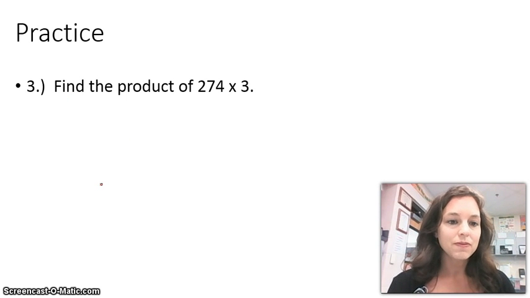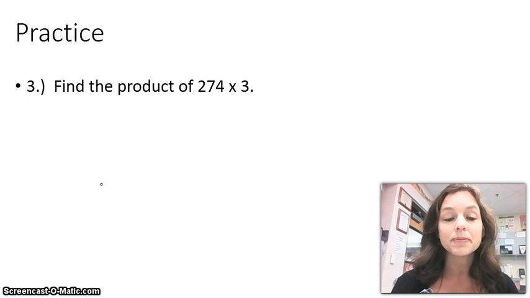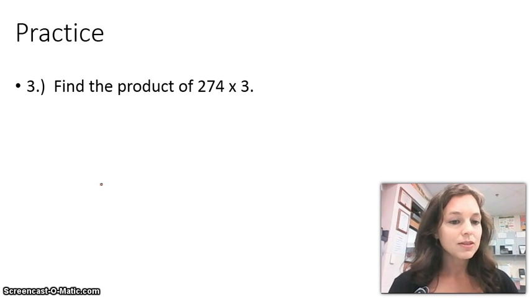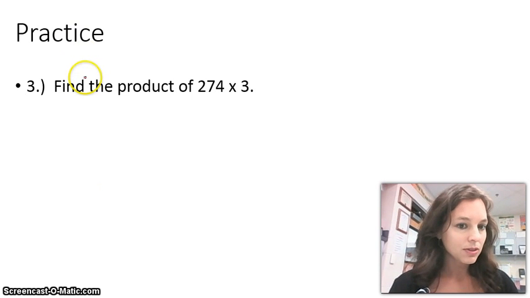Our next problem is find the product of 274 times 3. Go ahead and pause this, do your multiplication, and when you have solved your problem, turn this back on and we'll practice it together. All right, we're going to write this vertically again. We'll write 274 times 3.